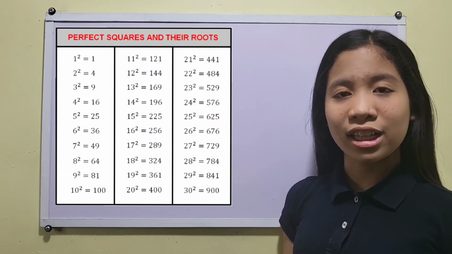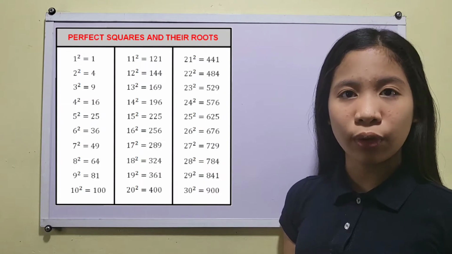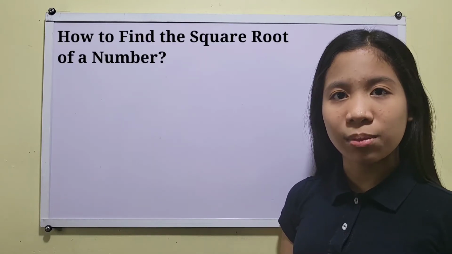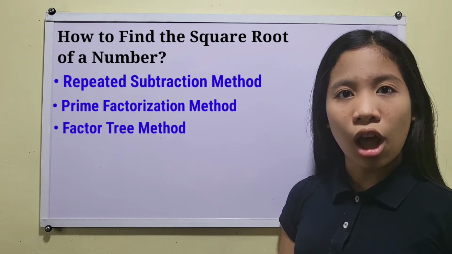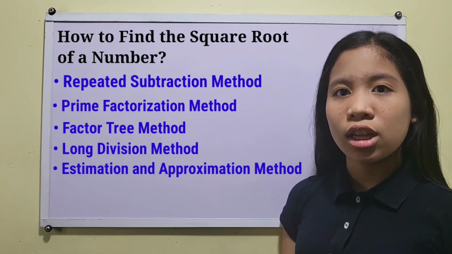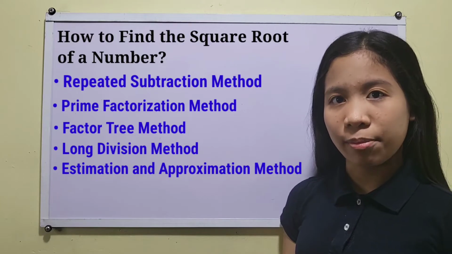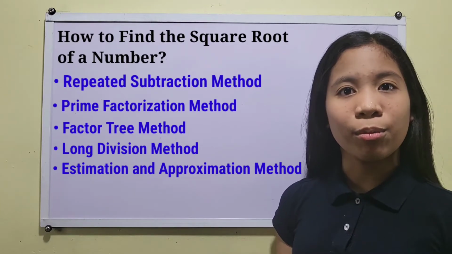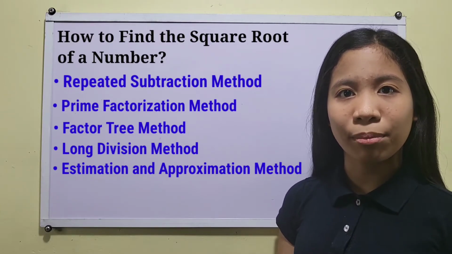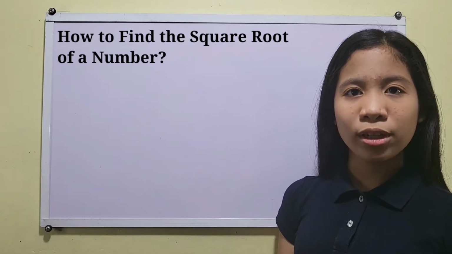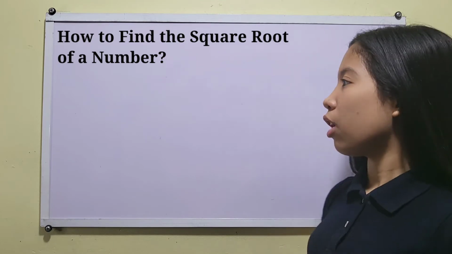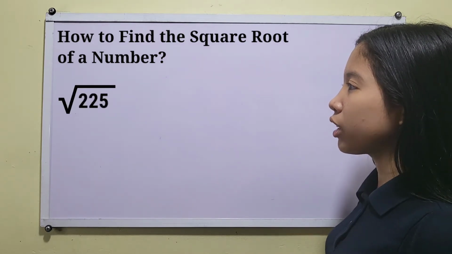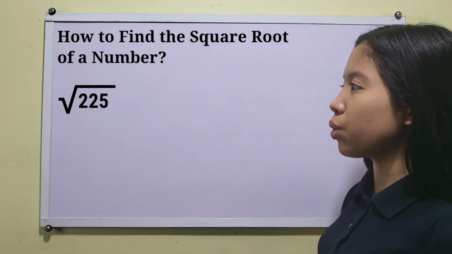If you can't memorize the perfect squared numbers and their roots, you can use repeated subtraction, prime factorization, factor tree, long division, and other techniques to solve the square root of a number. Let us expand and learn more about this through our examples. I will be showing you how I solve for the square root of a number. For our first example, we are looking for the square root of 225.